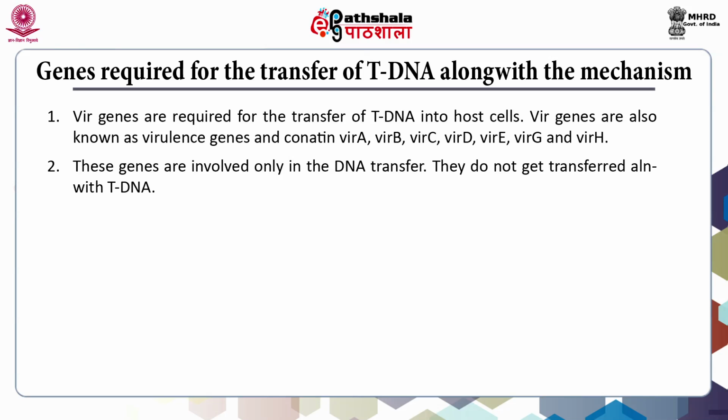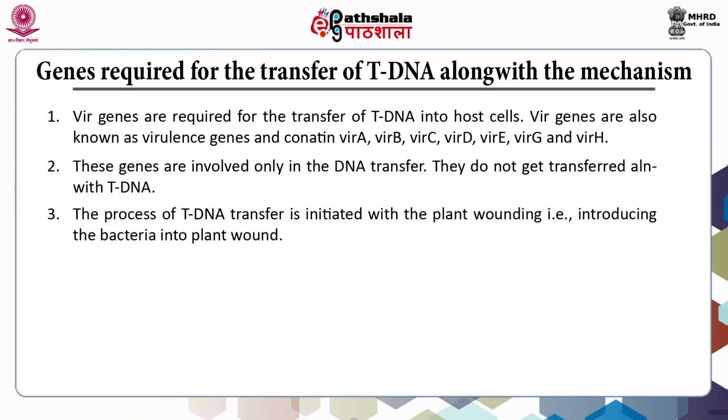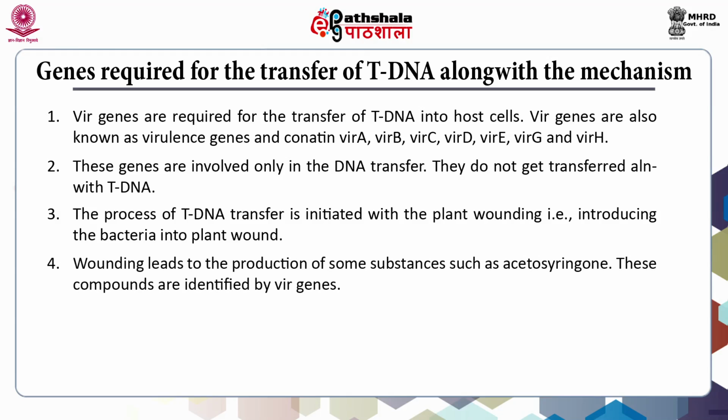These genes are involved only and only in DNA transfer. They do not get transferred along with tDNA. Now, how is the process of tDNA transfer initiated? The process of tDNA transfer is initiated with plant wounding. In this step, that is, during the wounding step, the bacteria are introduced into the plant wound. Now, what happens next? Wounding leads to the production of some substances such as acetosyringone. Acetosyringone is identified by the virulence genes.